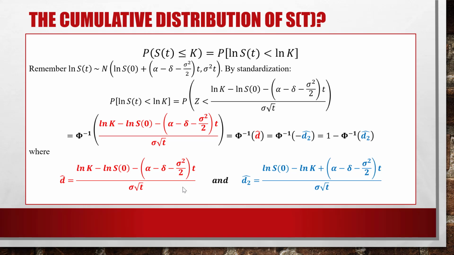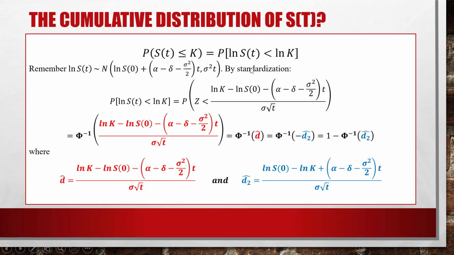So the probability that S of t is less than or equal to k is equal to the probability that natural log S of t is less than natural log k. Remember that natural log S of t follows a normal distribution, with this mean and this variance. So by standardization, we get the probability that natural log S of t is less than natural log k is equal to the probability that Z is less than natural log of k minus natural log of S0 minus alpha minus delta minus sigma squared over 2 times t, over sigma square root of t.